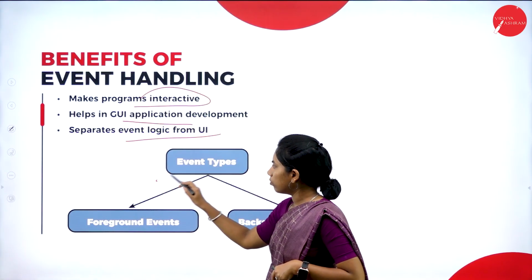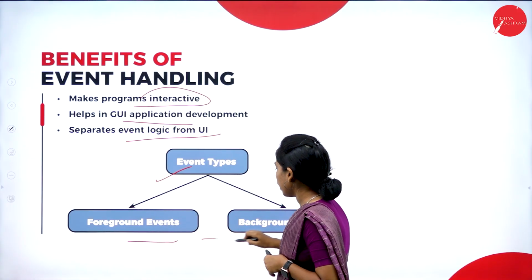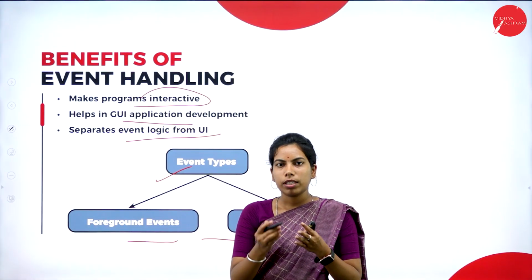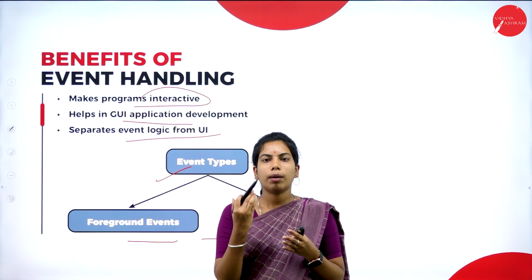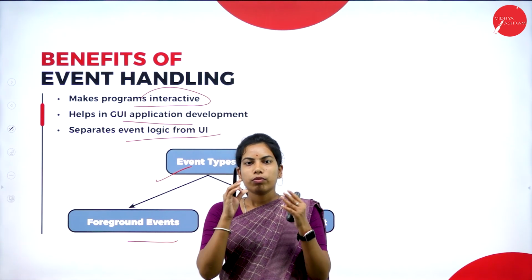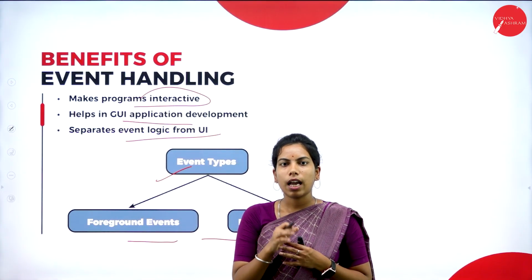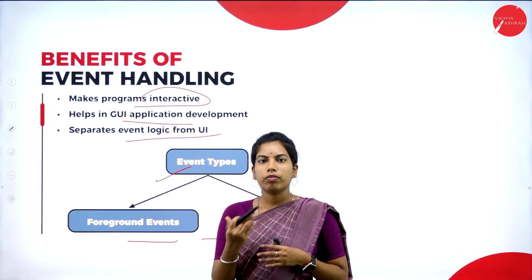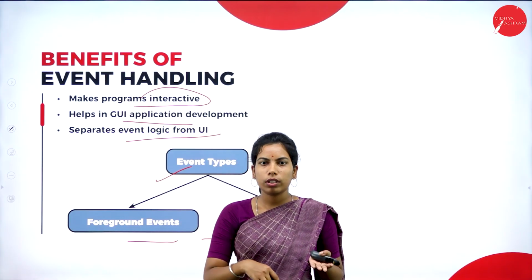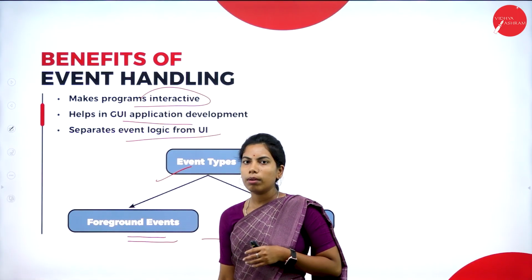We also have two types of events: foreground events and background events. Foreground events are when you work with a Java application, which can be IntelliJ or Eclipse or BlueJ. When you work with Eclipse or IntelliJ, the software is in an active state, so you can work in the active window. When that active window goes to the background, there is no use of that window. That is the difference between foreground events and background events.